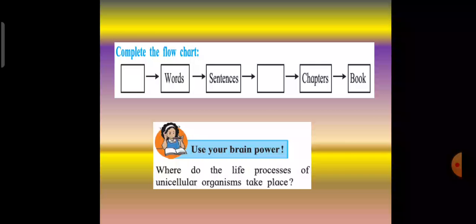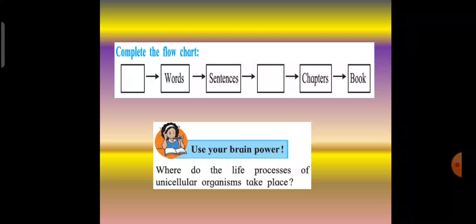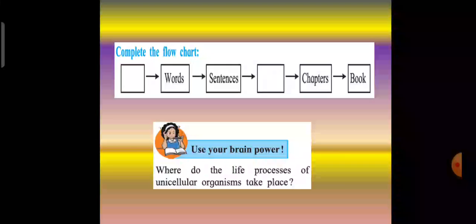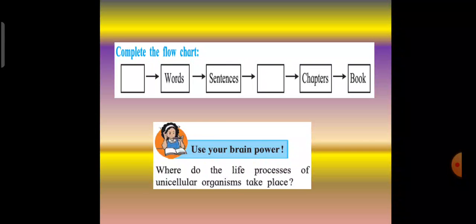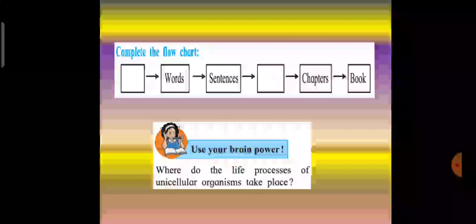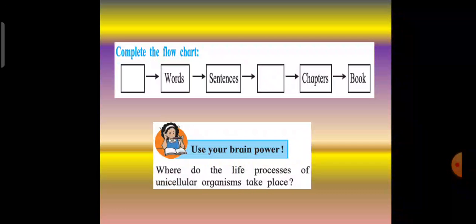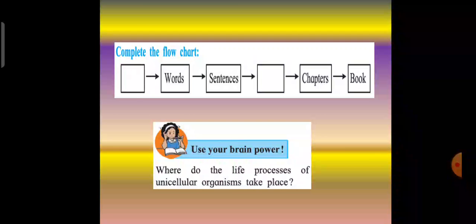Use your brain power. Where do the life processes of unicellular organisms take place? Think about it. The life processes of unicellular organisms take place in their one single cell, since they are made up of a single cell, like in the case of amoeba and paramecium. All the life processes are carried out in the same single cell.